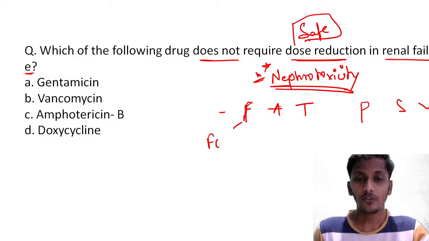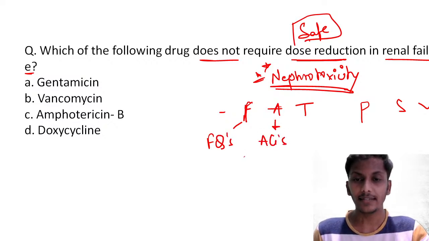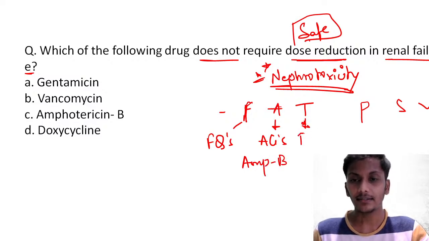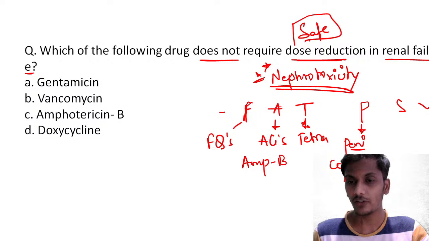F is for fluoroquinolones. A is for aminoglycosides and amphotericin B. T is for tetracyclines. P goes for penicillins, and penicillins' brother, cephalosporins. So both of these are nephrotoxic drugs. S goes for your sulfonamides. And lastly, V goes for vancomycin.